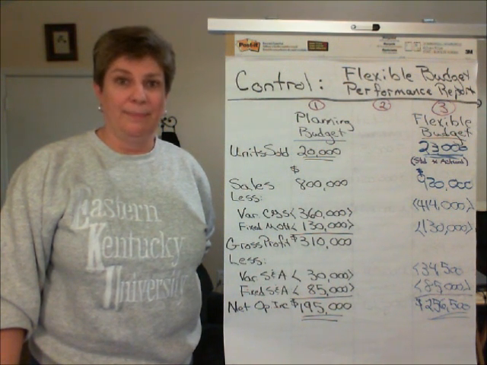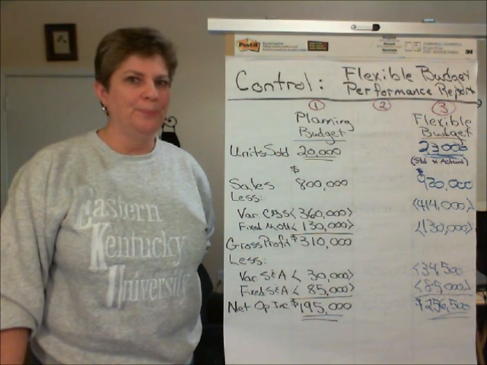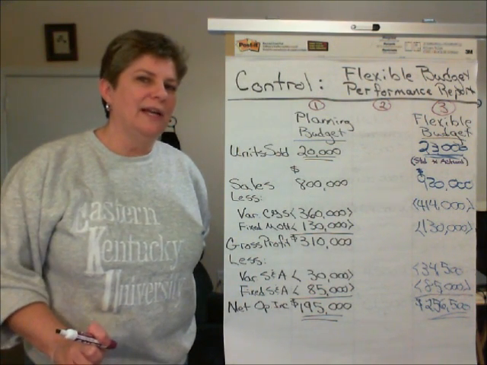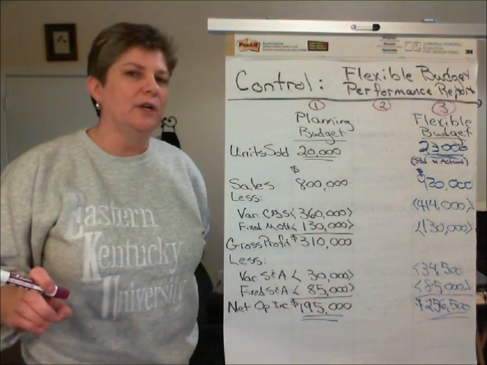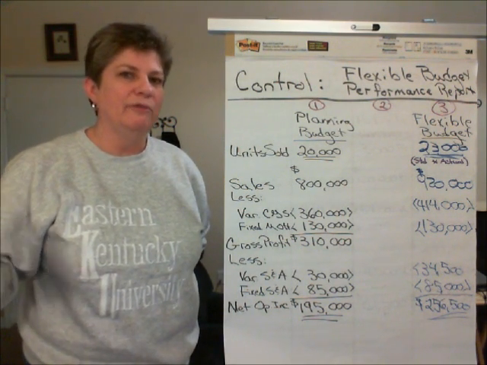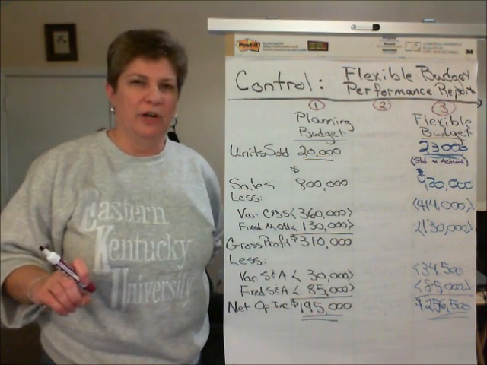Managerial Accounting, Planning and Control: Flexible Budget Performance Report. Now that we've calculated the amounts for the flexible budget, what revenues and costs should have been for the actual level of production, we can begin calculating some variances.